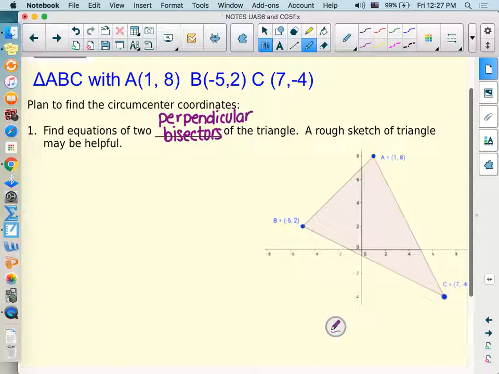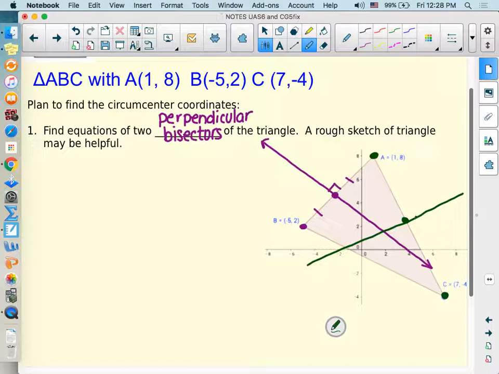So on my picture, my rough sketch will be to pick one side and sketch in its perpendicular bisector. So for side AB, my perpendicular bisector would roughly, and this is a sketch, be the line through the midpoint to side AB, perpendicular to side AB. I would need to then locate the perpendicular bisector of at least one more side. I'm going to choose AC and put in a rough sketch of what its perpendicular bisector would look like so that I've got a guide to what I'm looking for.